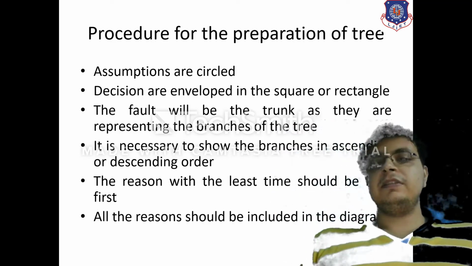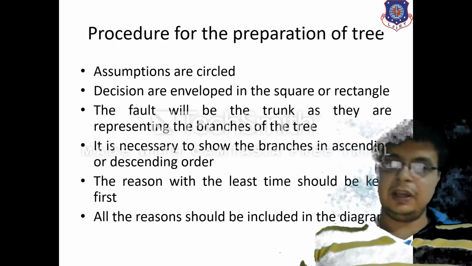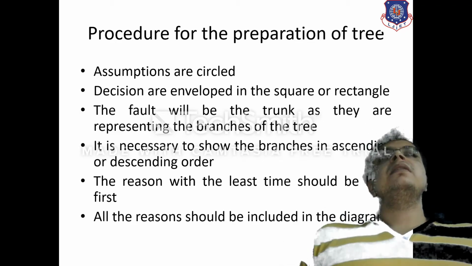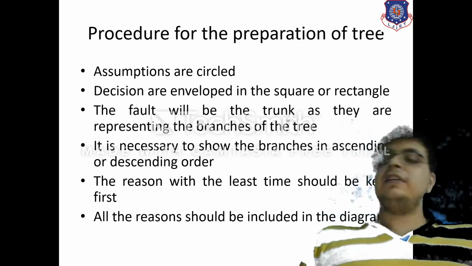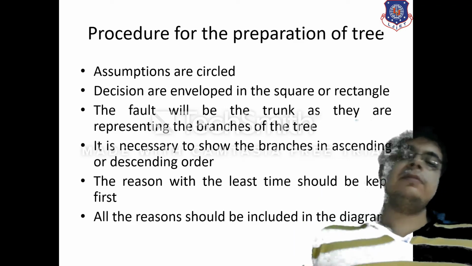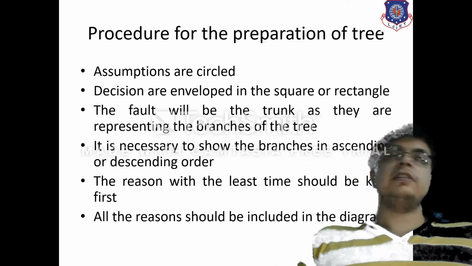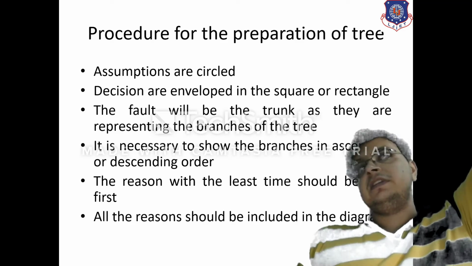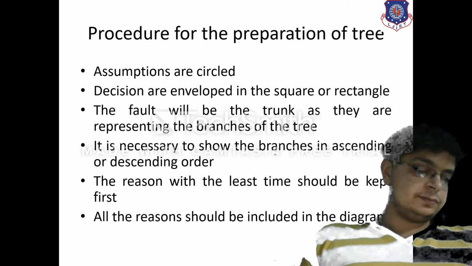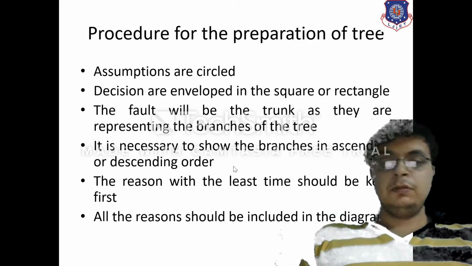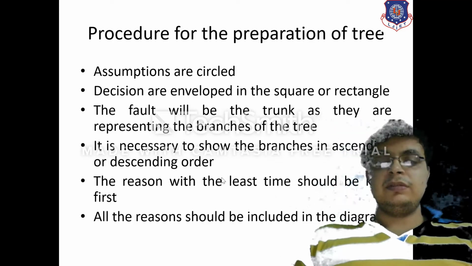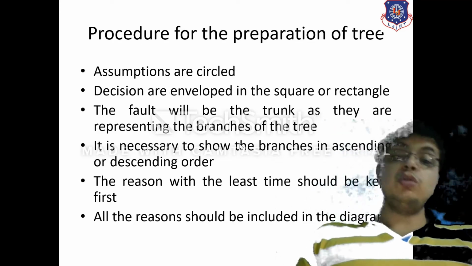We can say that this is the main representation of the branches of a tree, and the branches should be arranged in ascending or descending order. It should be in such a way that the reason that takes the least time is listed first, and then the listing of the other problems is done subsequently. Make sure that all the reasons that are involved are included in the diagram.